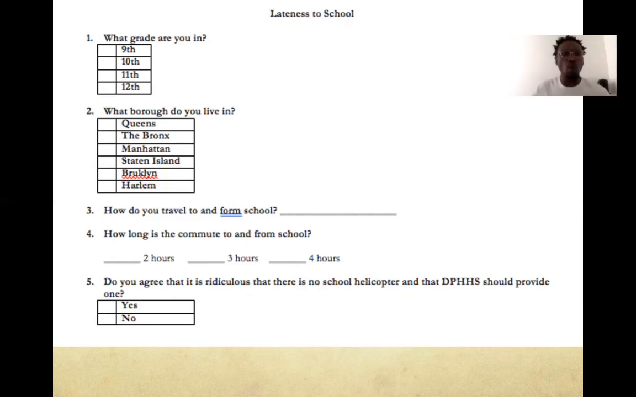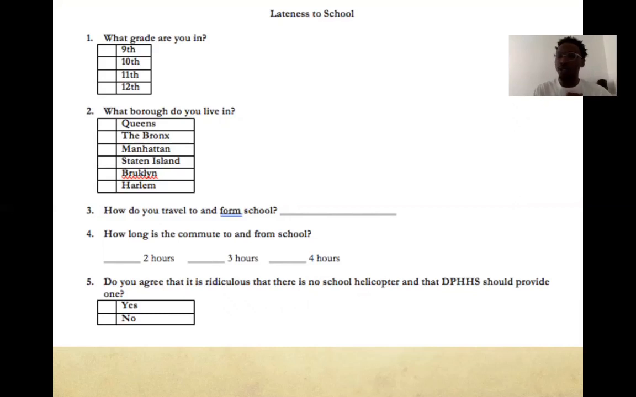Question number one, what grade are you in? Ninth grade, 10th grade, 11th grade, 12th grade. Looking at that question, there seems to be no error. So let's continue on with number two. Question number two, what borough do you live in? Queens, the Bronx, Manhattan, Staten Island, Brooklyn, Harlem. Hmm. There's something off about this.